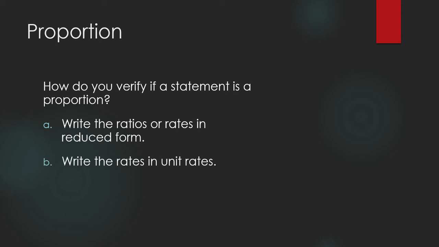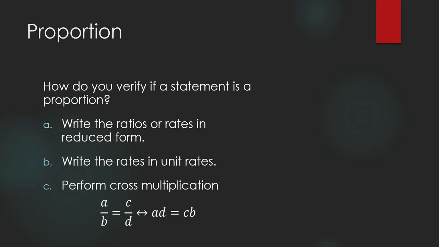We can also verify if a statement is indeed a proportion by writing the rates as unit rates, or by performing cross multiplication. A over B is equal to C over D if and only if A times D is equal to C times B. So if this is true, then this is true.